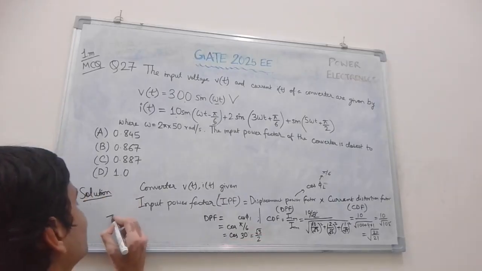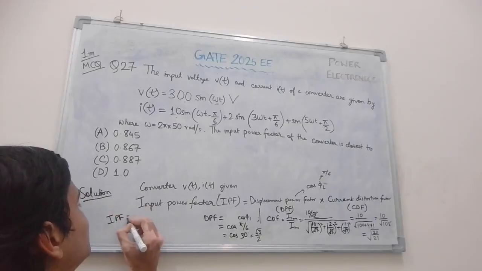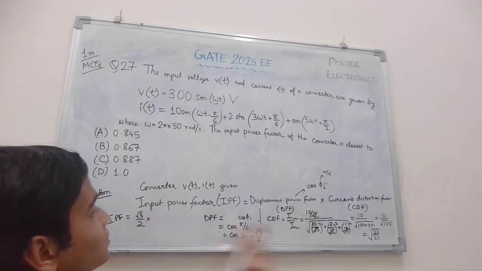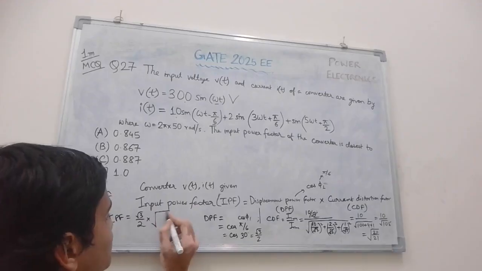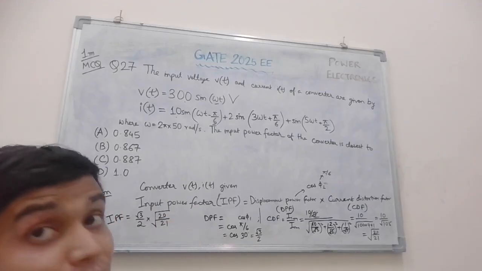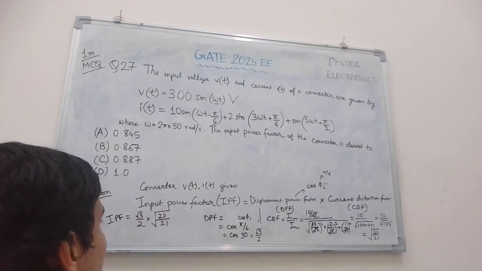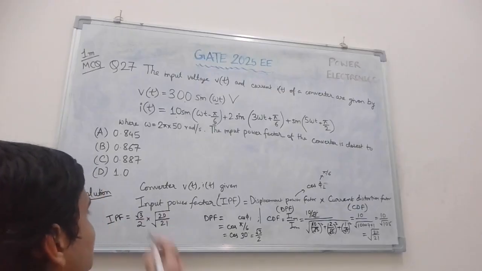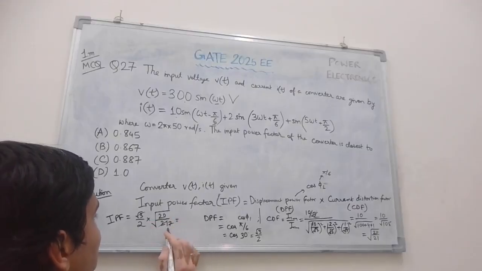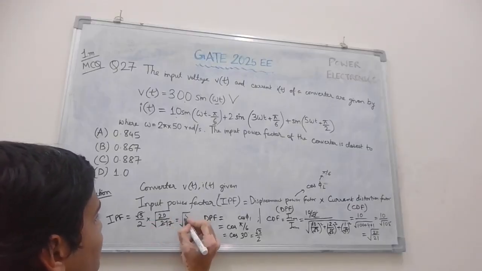So the input power factor we get as DPF, that is root 3 by 2, into CDF, the current distortion factor, that is 20 by 21. You can put this in the virtual calculator and you will get, I think, this cancels 7, I think root of 5 by 7.